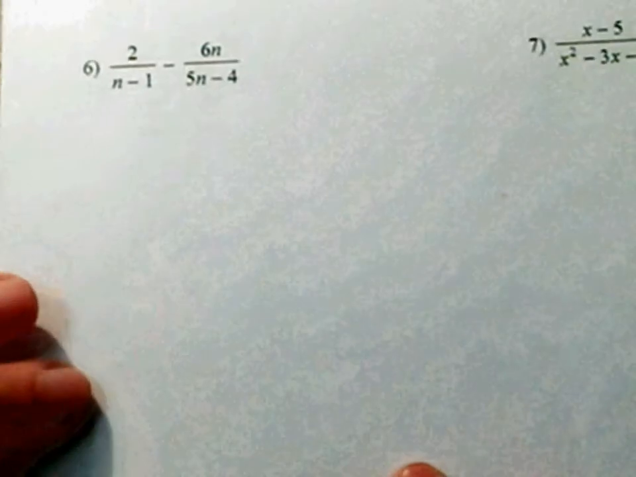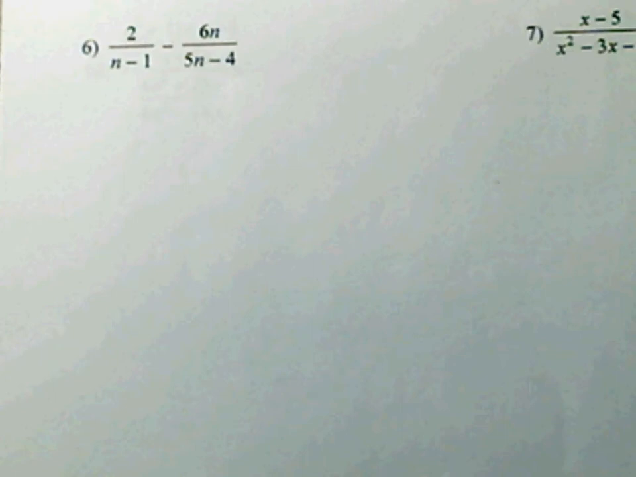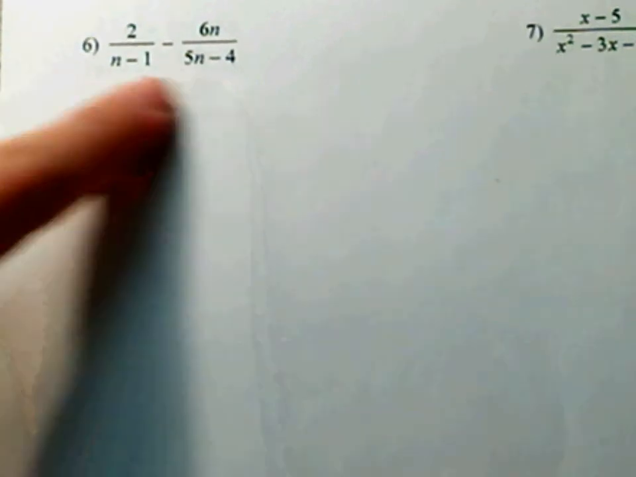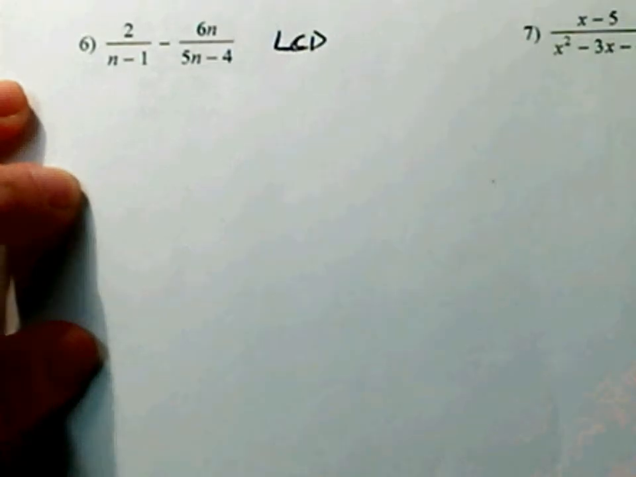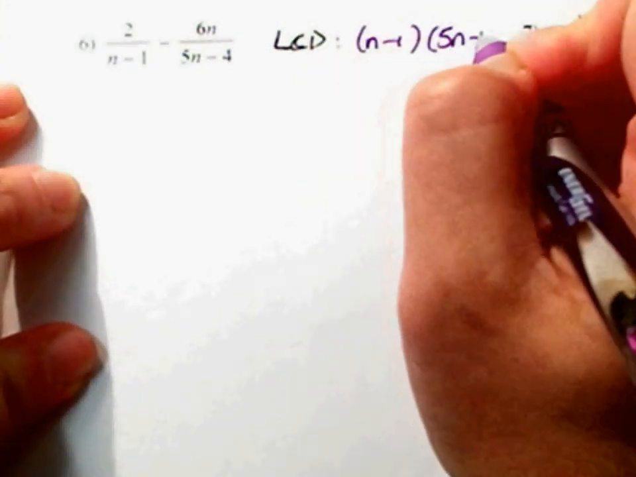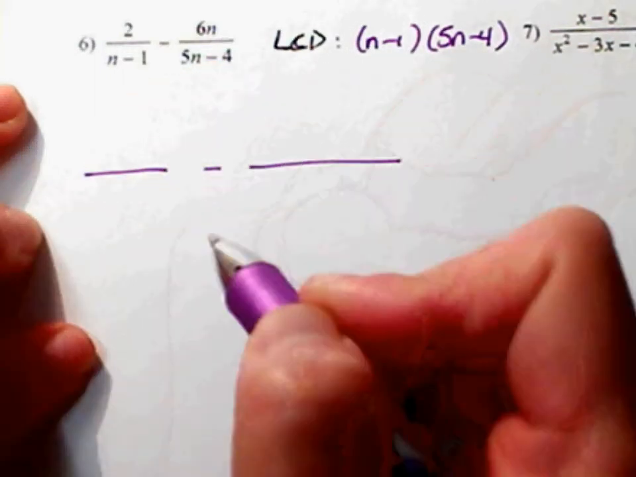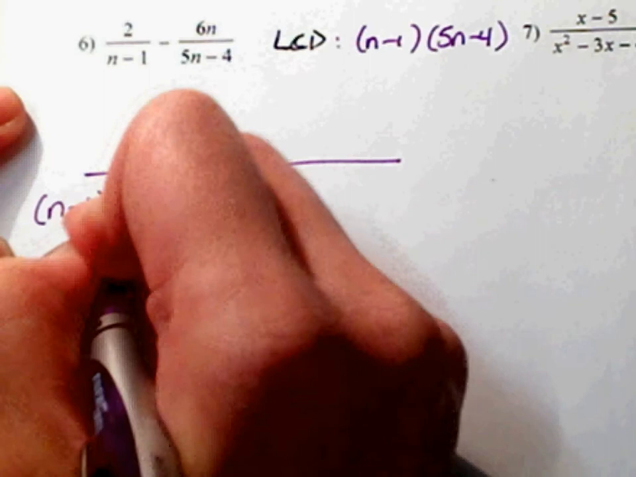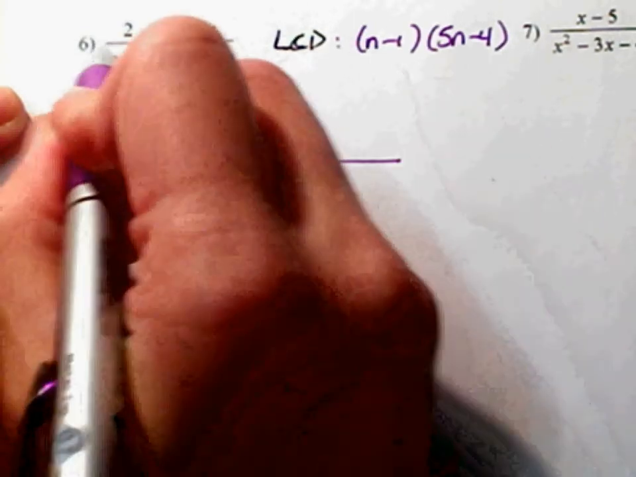Number 6. Here we go. All right, on number 6, you are subtracting. Notice these are already factored as far as you can go. So find your LCD, your least common denominator. What is your least common denominator? N minus 1 times 5n minus 4. Okay? Line minus line. Write your least common denominator. Line minus line. That's where I got that from.